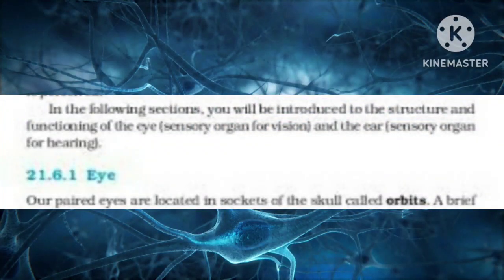In the following sections, you will be introduced to the structure and functioning of the eye, sensory organ for vision, and the ear, sensory organ for hearing.